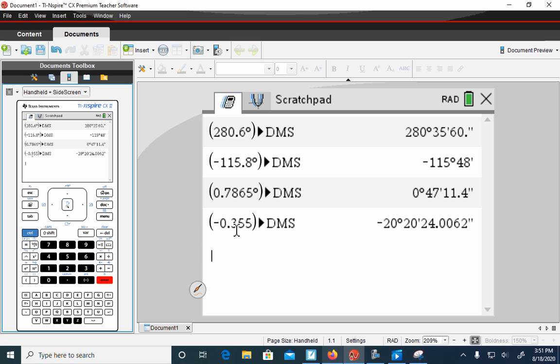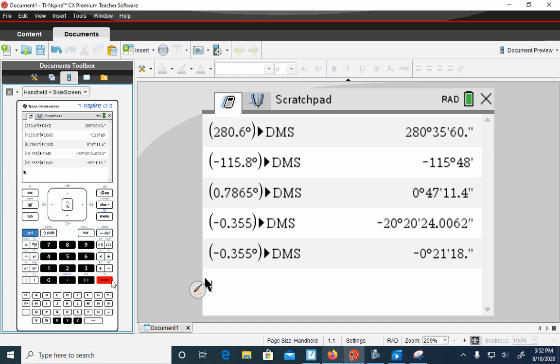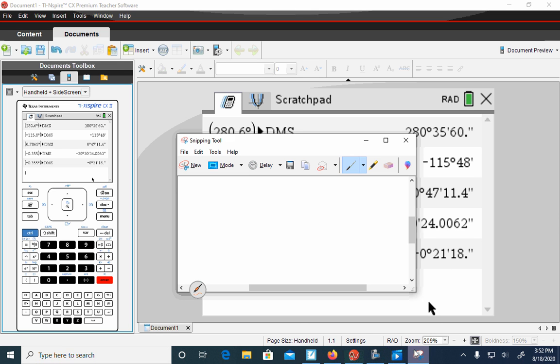All your calculator is doing is changing this decimal 0.355 into the minutes and seconds. So no biggie. You just go up and grab it. You hit the up arrow key. And then I'm going to left arrow to where I can put the degree symbol in. And then I hit enter and it'll do the correct calculation, which will be 0 degrees, 21 minutes, and 18 seconds.